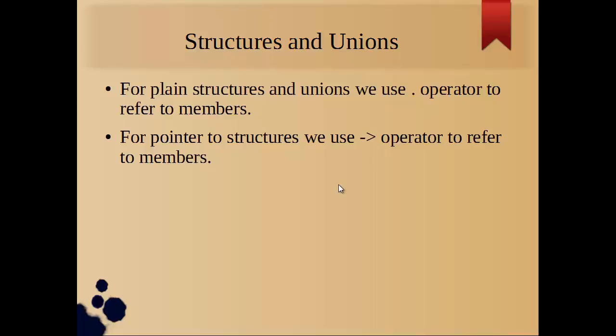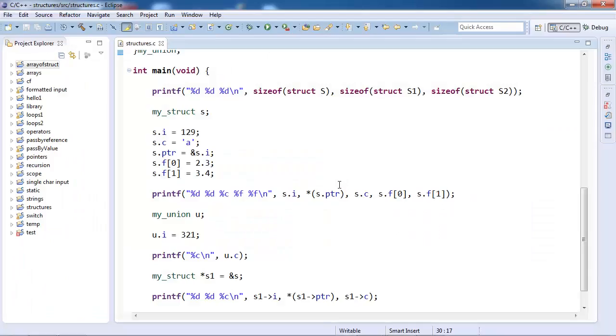For plain structures and unions, when I say plain, that means without pointers, we use dot operator to refer to members. But when you have pointer to structures, we use arrow operator, minus and right angular bracket, to refer to its members. These are very simple concepts, but it will take some time to sink in. I'll try to explain this as clearly as possible in our hands-on. Let's go to hands-on session.